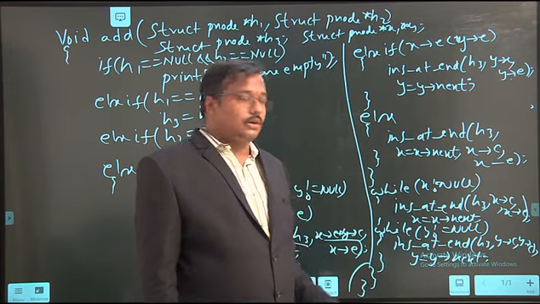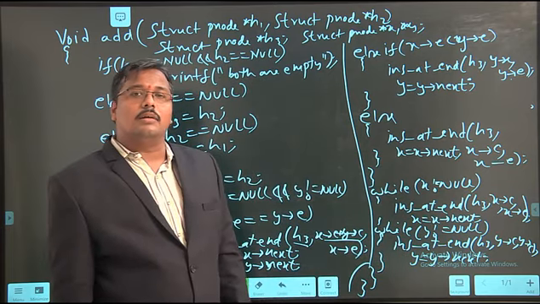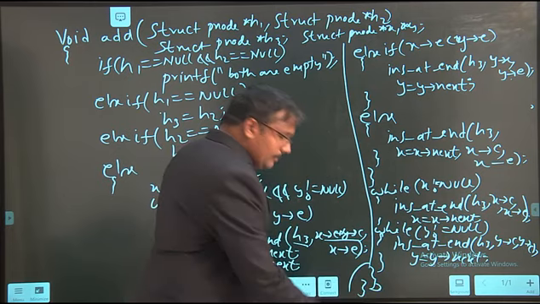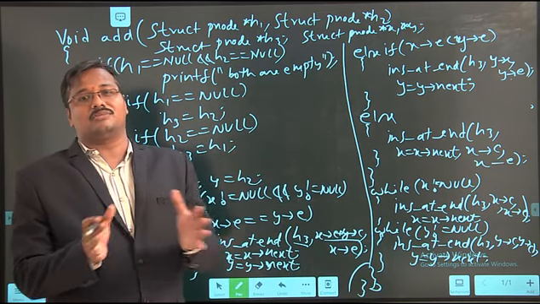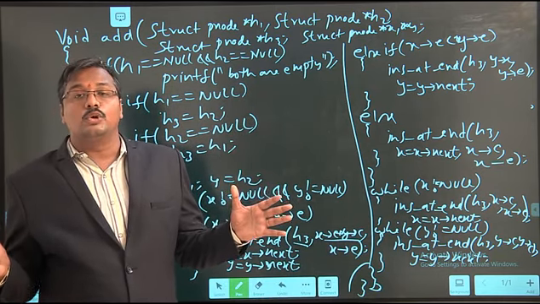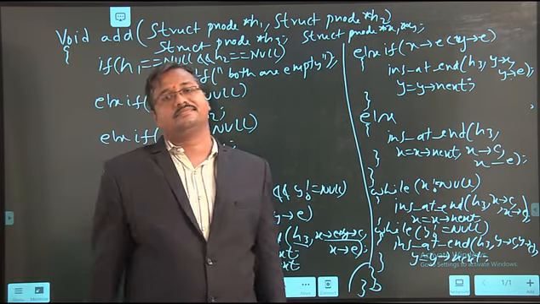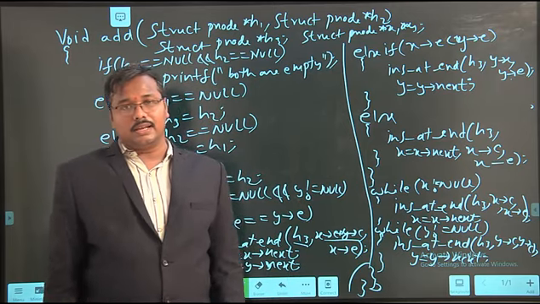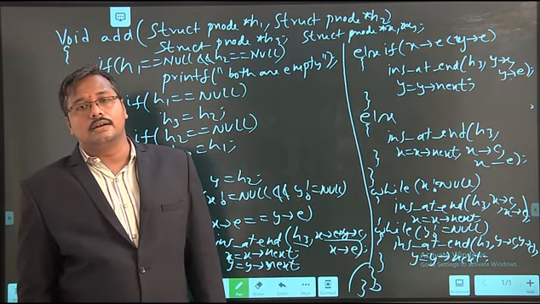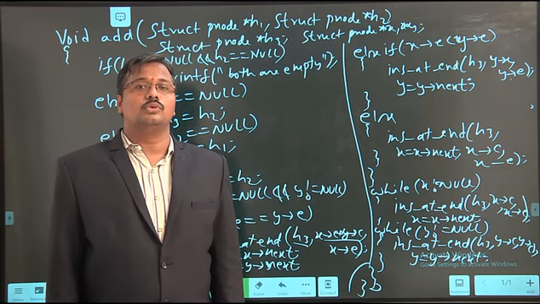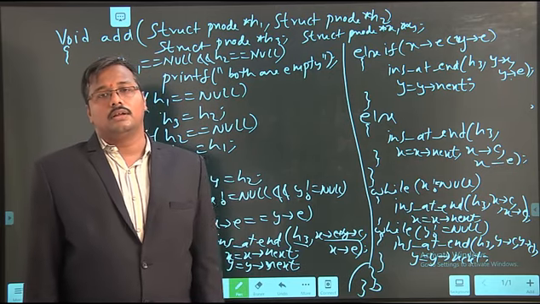So at the end, we have the resultant polynomial with the h3 node. Here we need to display all the h3 terms. Means by using h3, the resultant linked list we have to display. This is the addition of two polynomials. Thank you.